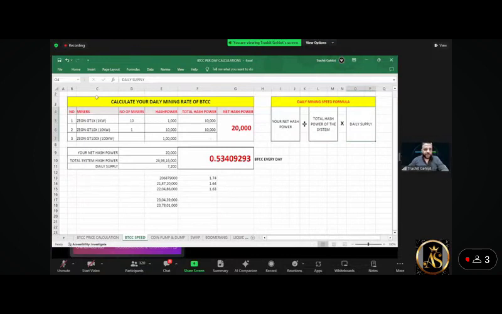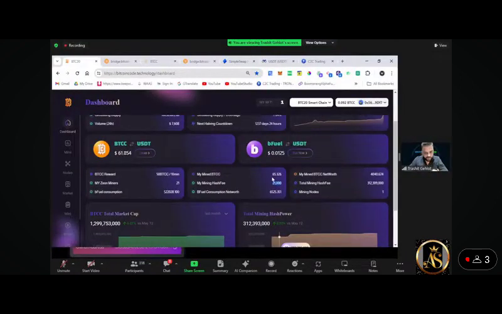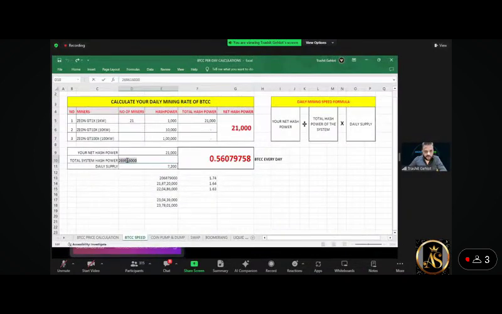Okay. So I have 21 miners of $50, that is 1 kilowatt each, right? So my total hash power is how much? 21,000, right? And what is the total hash power of the system? That is almost 302 million, right? So this is the rate of getting BTCC for me every day.